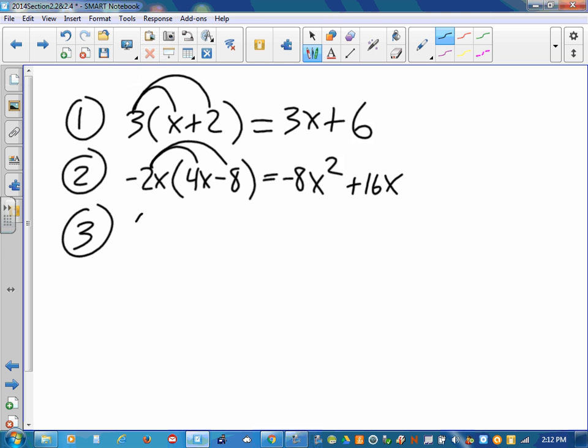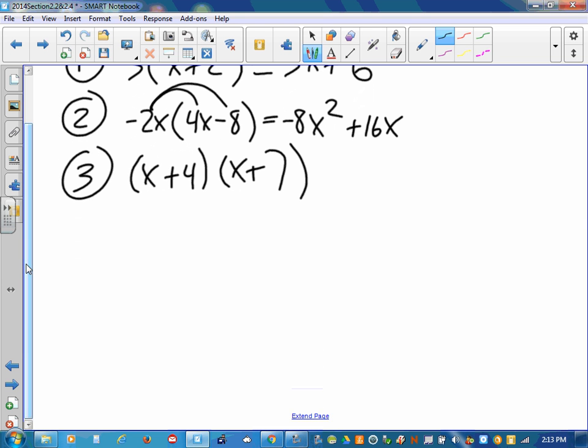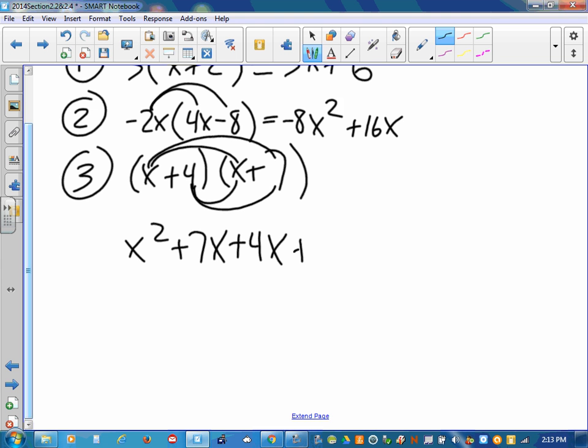Number 3, x plus 4 times the quantity x plus 7. We're going to do FOIL on this one. First, outside, inside, last. X times x is x squared. X times the 7 is 7x. 4 times the x is 4x, and 4 times the 7 is 28. The two insides match. They are like terms, so the final answer is x squared plus 11x plus 28.